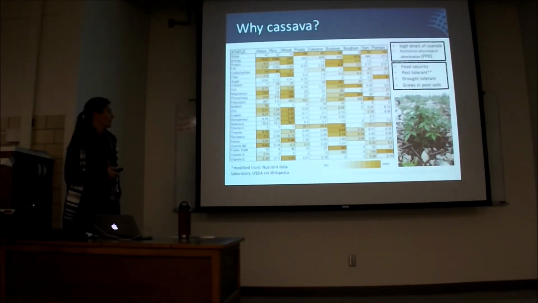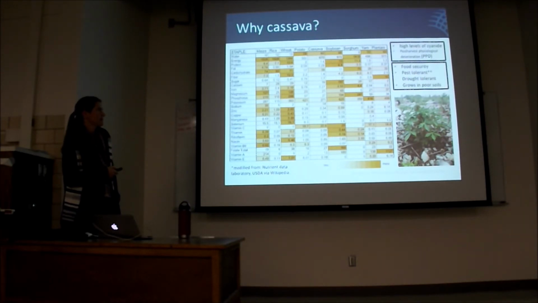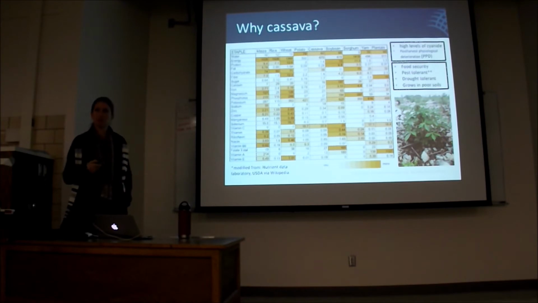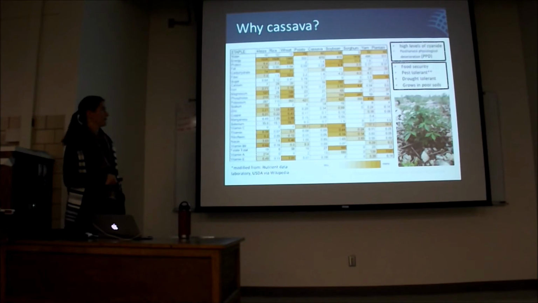So why? Why cassava? Well, it is this amazing food security crop, partly because of how pest tolerant it is. It is generally grown without fertilizer, without irrigation, and it thrives quite well. It is very drought tolerant and can grow in poor soils.